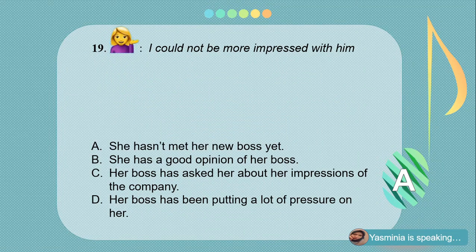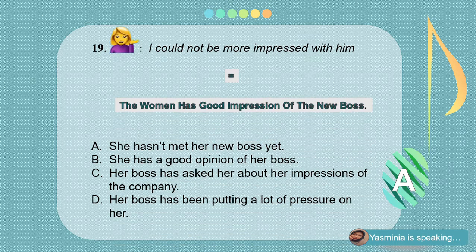For the example, number 19, the answer is C. In the dialogue, the man asks the woman what she thinks about the new boss, and the woman said, I could not be more impressed with him. It means the woman has a good impression of the new boss. So, the answer is C. She has a good opinion of her boss.